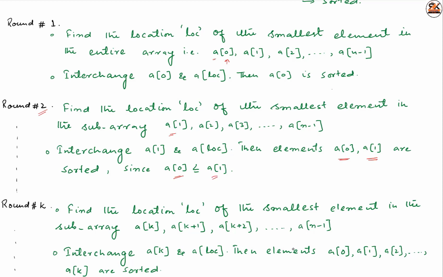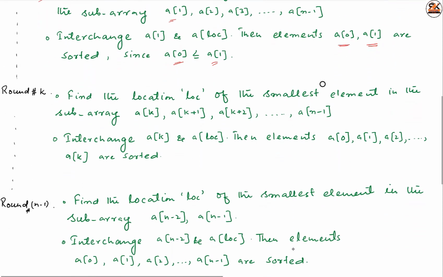Then in round k, we move ahead in the unsorted array and find the location of the smallest element in the sub array, that is a k plus 1, a k plus 2 up to a n minus 1. This time we have reached some element at the kth position in our algorithm, and for the kth round we have to find the smallest element out of that sub array.